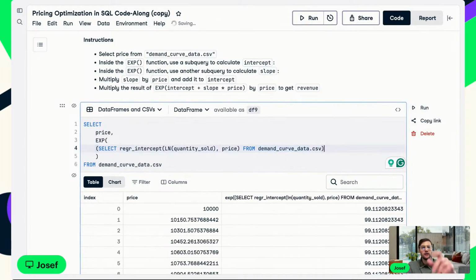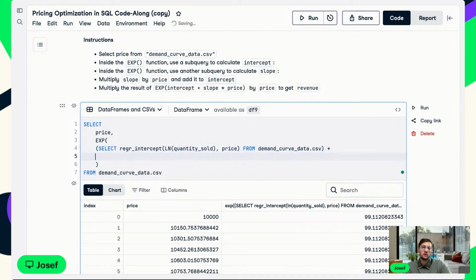But it's not e raised to just the intercept, it's e raised to the intercept plus the slope. So I'm going to create another subquery here, select regression slope. And now you really appreciate these DuckDB functions, because imagine having to do this, it would be nested within another CTE probably. ln, natural logarithm of quantity sold, price, from our table again.